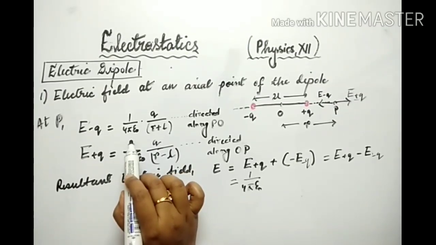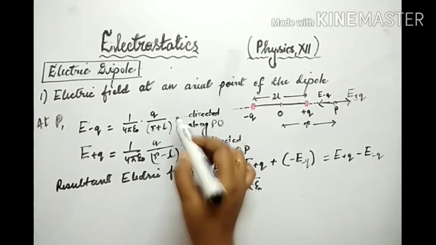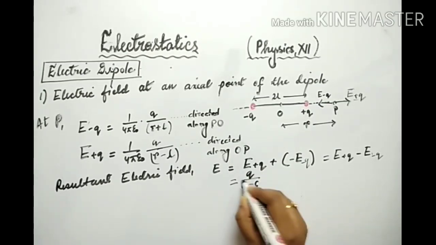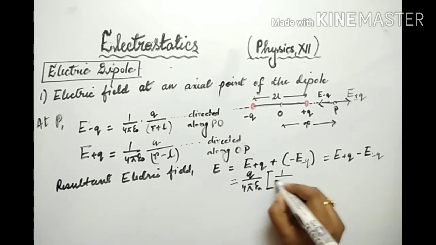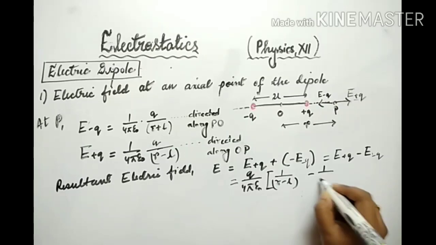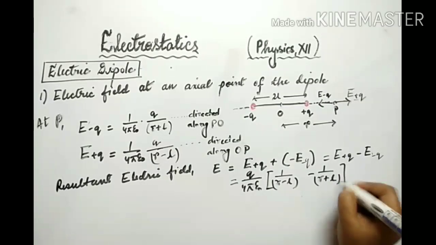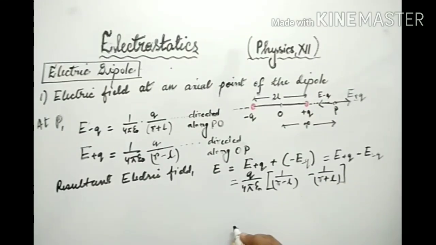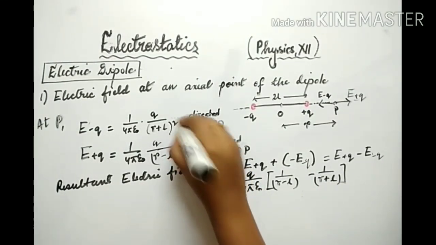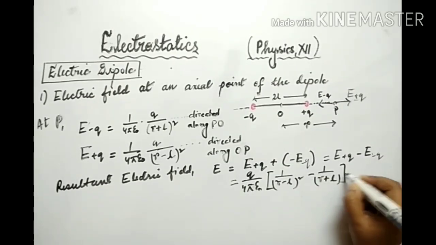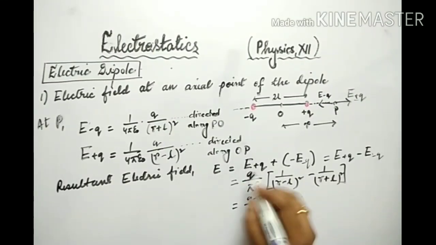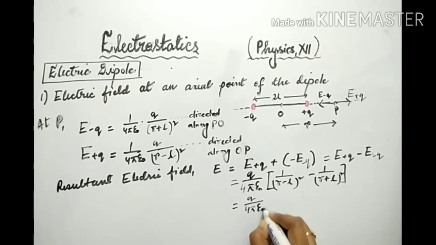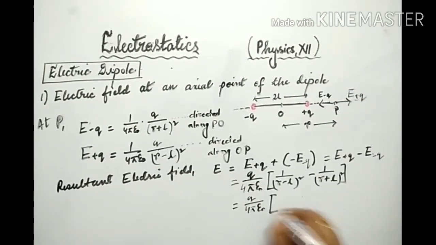Now let us put the values. 1 by 4 pi epsilon naught, and Q is common between these two, so we can take it outside, Q by 4 pi epsilon naught. Now what remains is 1 by R minus L whole squared minus 1 by R plus L whole squared. We forgot to put the square, so let us put the square. Please don't forget putting the square. It is very important, otherwise your total expression will go wrong.